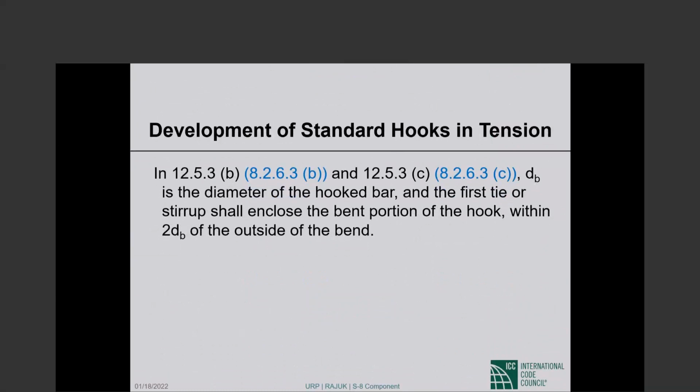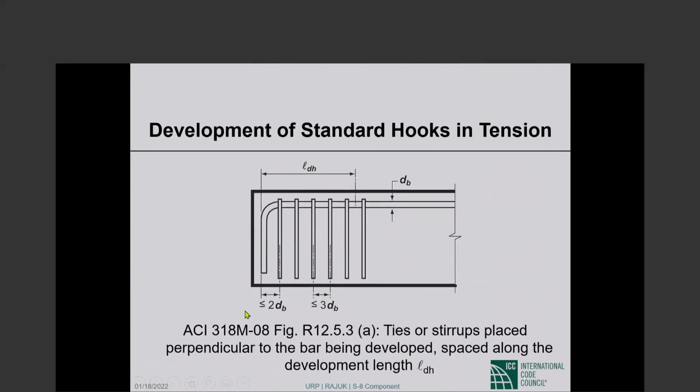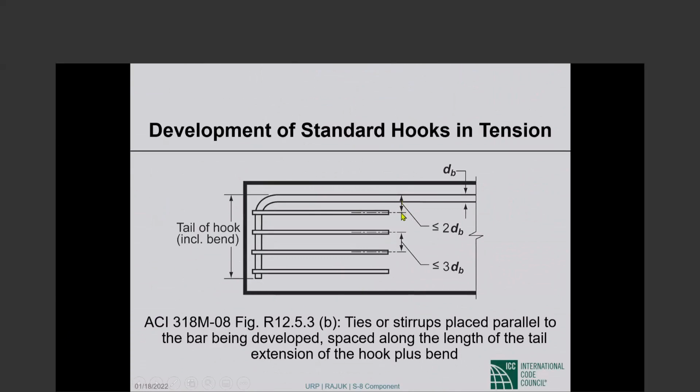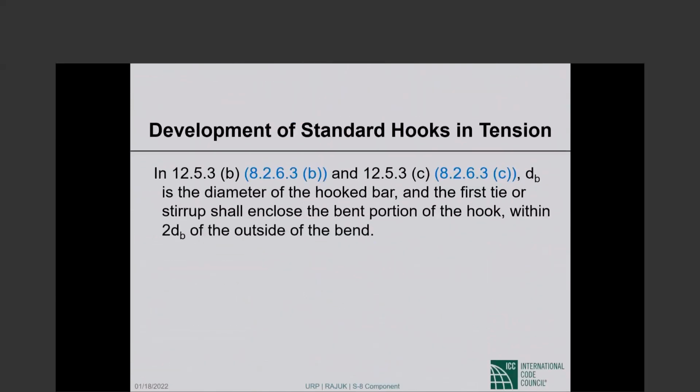So in the pictures that I showed you, the confinement reinforcement perpendicular to the bar being developed or parallel to the bar being developed, the first tie or stirrup shall enclose the bend. So this is talking about the very first one being no more than 2 bar diameters from the end of the hook. Or in the other picture, this has to be no more than 2 bar diameters. The first one has to be placed within 2 bar diameters of the end of the bar or the hook. So that's all this is talking about.